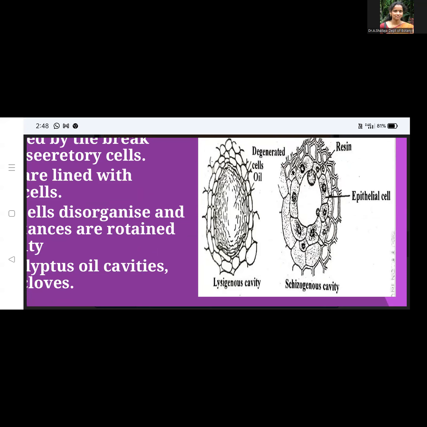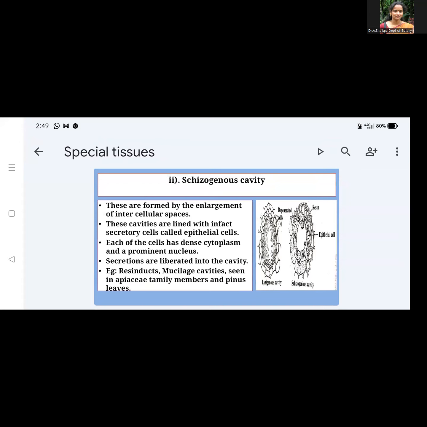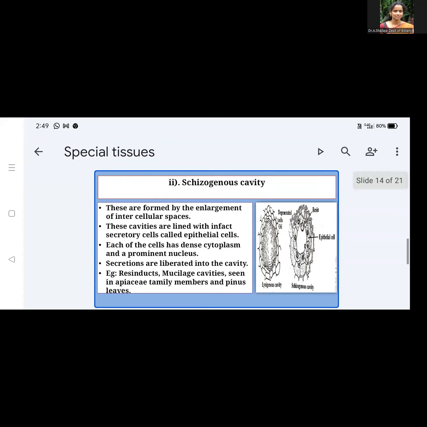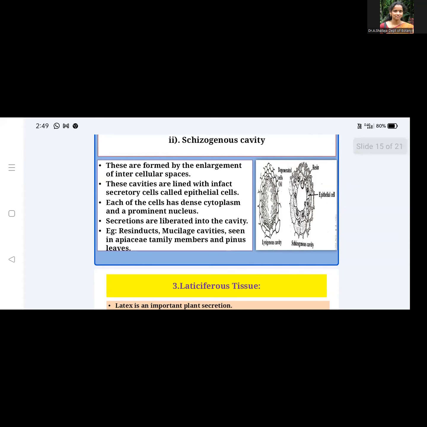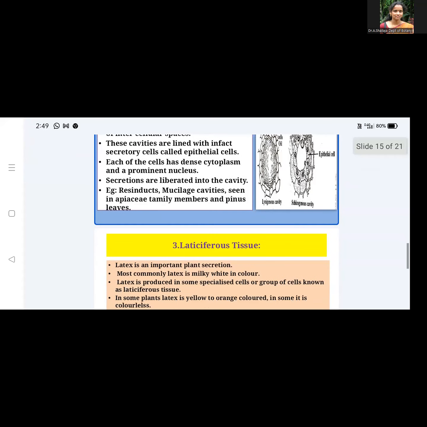Schizogenous ducts occur mainly in the families Compositae, Umbelliferae, and in conifers. Examples of schizogenous cavities are the resin ducts of Pinus and Mangifera. Next is the latex tissue.